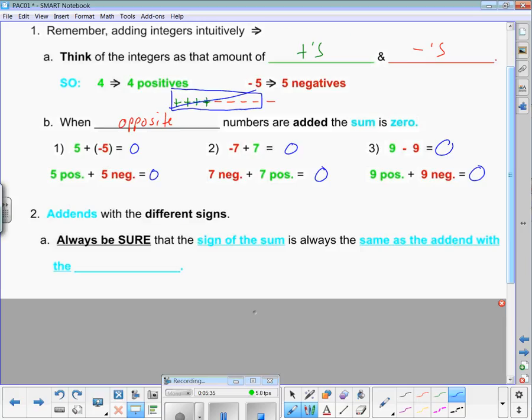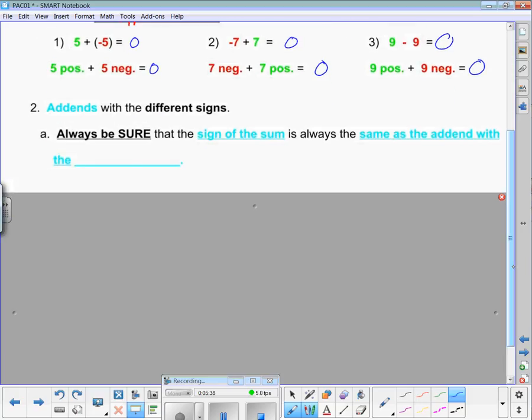So now we got to deal with add-ins with different signs. Remember, don't worry about the word add-in. Add-in just means two numbers. Two numbers that have different signs, meaning one of the numbers is a positive number, the other number is a negative number. Now, it's important that you understand that, because last night on the back of your homework, didn't you add two negative numbers? You don't add two negative numbers the same way you add one positive and one negative number. It's a different situation.